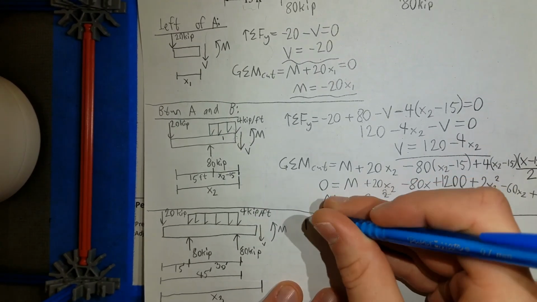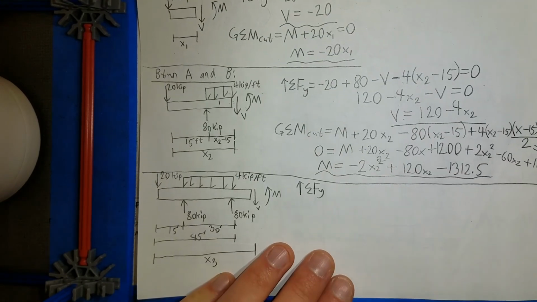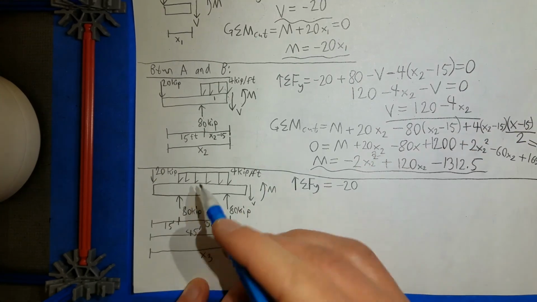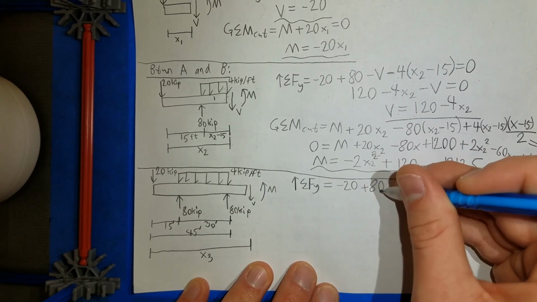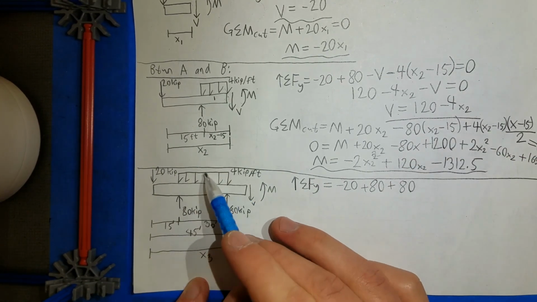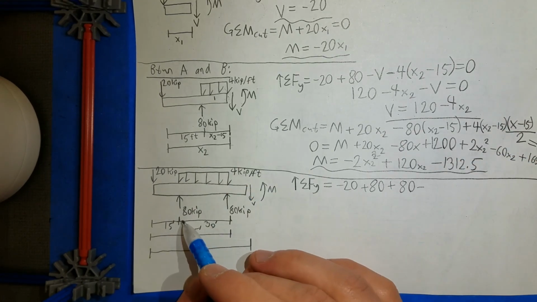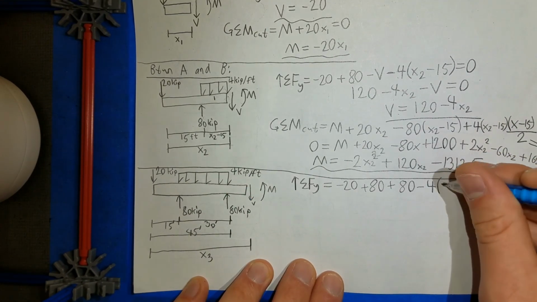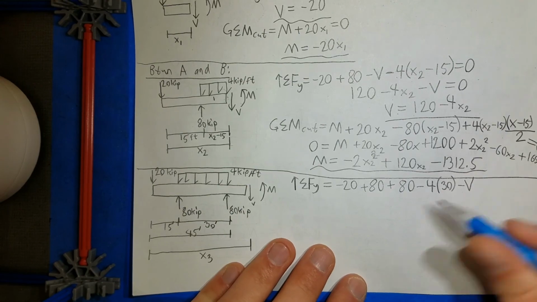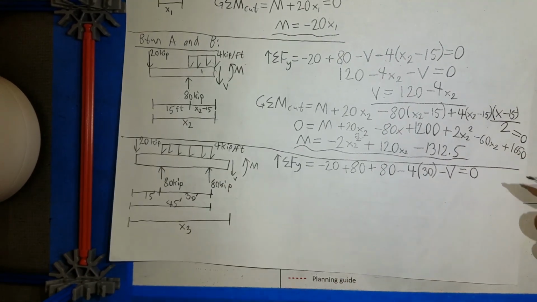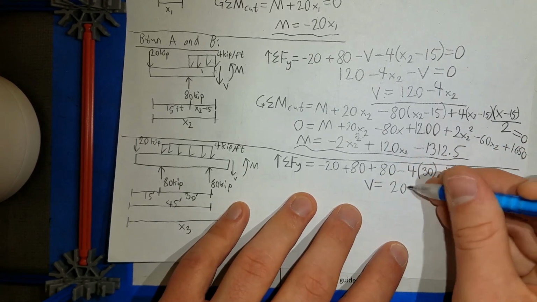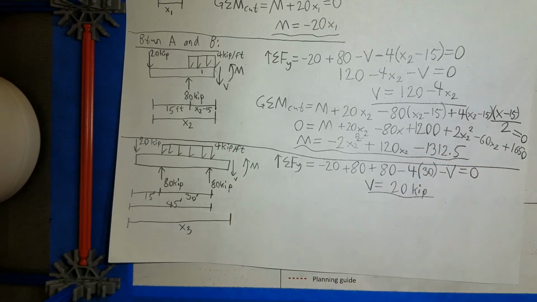And so we're going to solve for the forces in the y. Solving for the forces in the y, we're going to get our negative 20 kips. We're going to get 80 kips acting upward, another 80 kips acting upward. We're going to get our negative 4 kips, and this time we have the full 30 feet, so we can just write it as negative 4 times 30. And lastly, we're going to get our shear acting downward, so negative V. And that's all going to equal 0. And what we're going to get is shear is equal to 20 kips, and that's going to be positive.